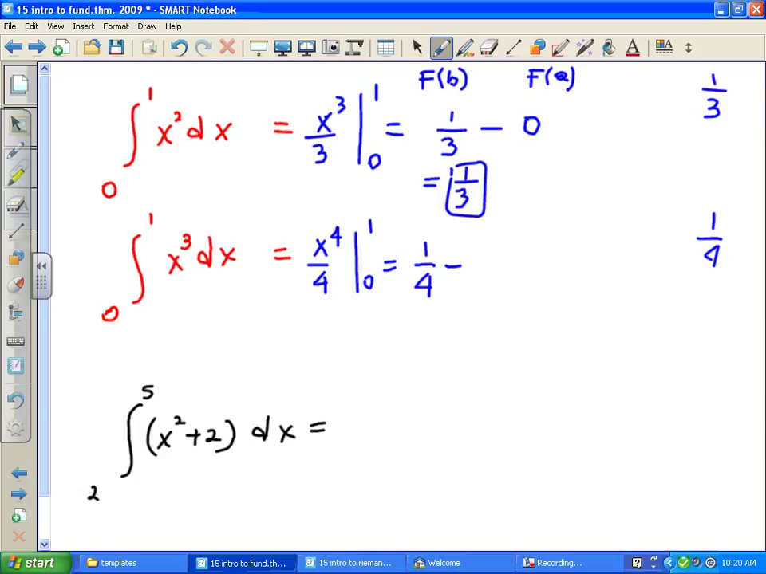And that gives us 0. So the answer is 1/4. Once again, a very tedious problem turned into something very, very simple. But it is important, I think, to know what's going on behind this.